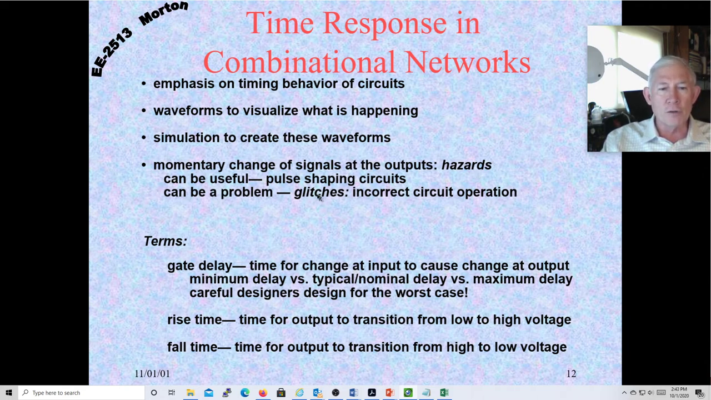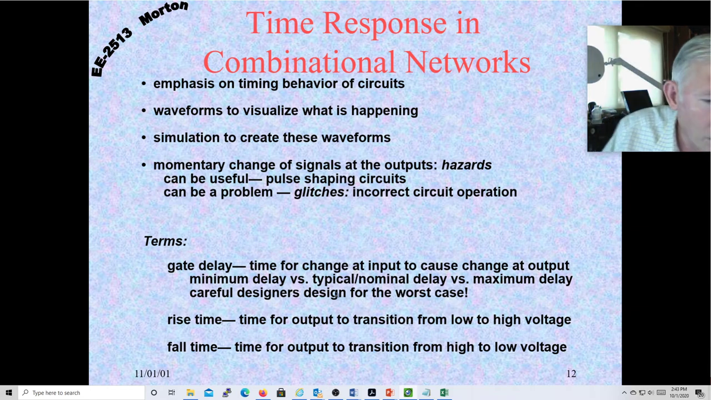Sometimes we can use the hazards because they can give us a pulse shaping circuit. But sometimes there are glitches and they can cause a problem. So some of the terms we like to use are gate delay, the time for a change at the input to cause a change at the output, minimum delay versus typical nominal delay versus maximum delay. And careful designers are going to design for the worst case.